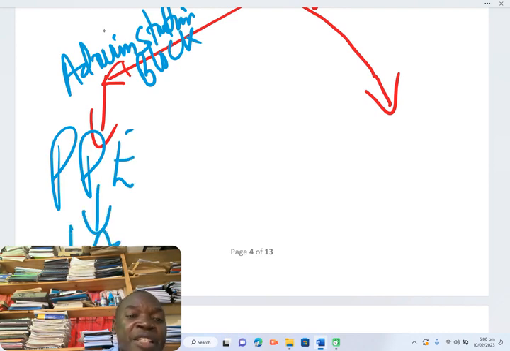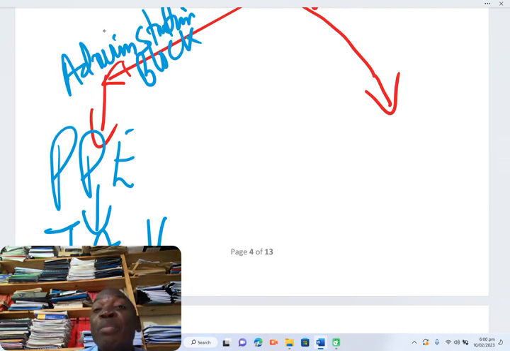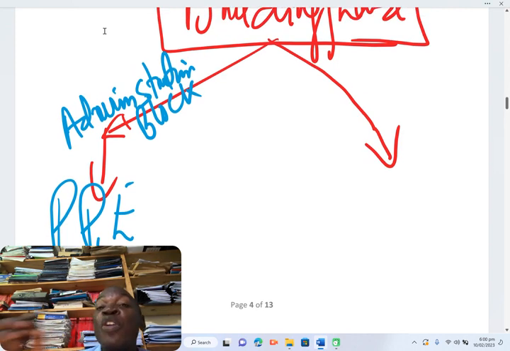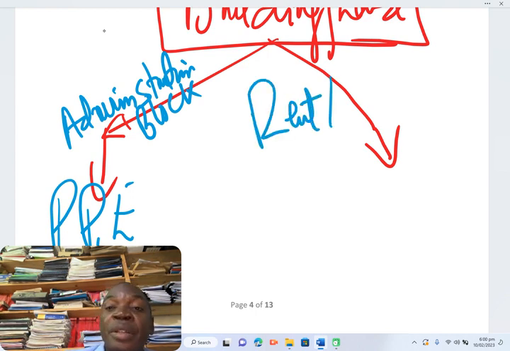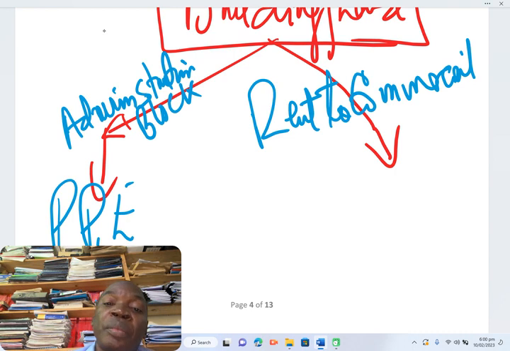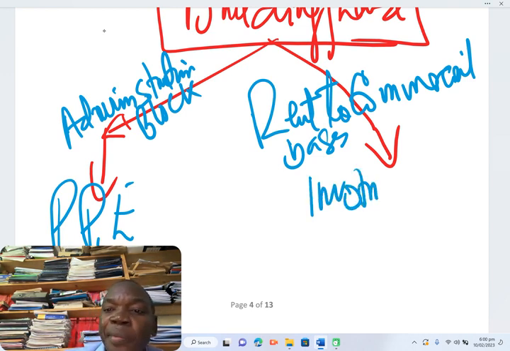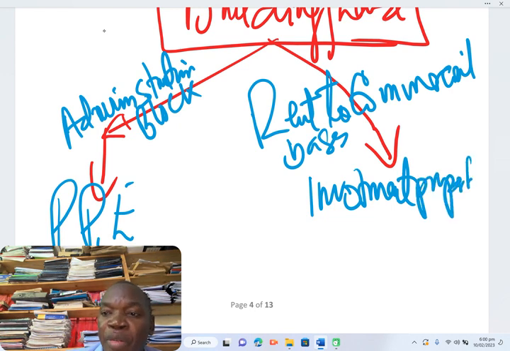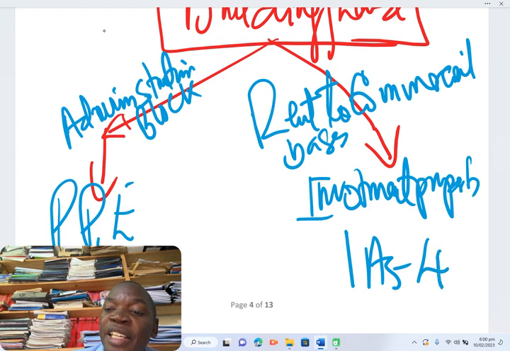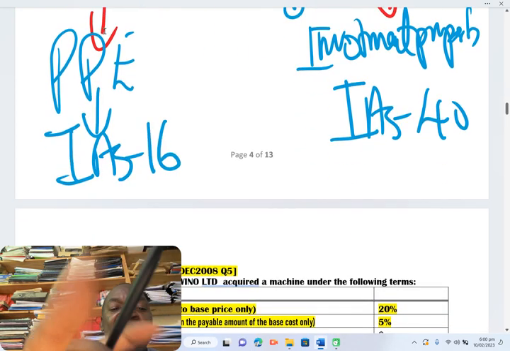And the standard is IS 16. But if you own a similar building, but you rent it to a third party on a commercial basis, such a building you don't use yourself, but somebody has rented it on a commercial basis, then this is investment property, and the standard is IS 40. This is how you can describe the situation itself.